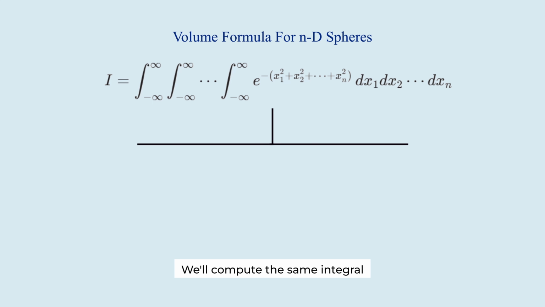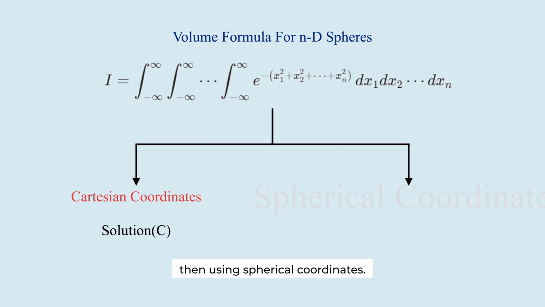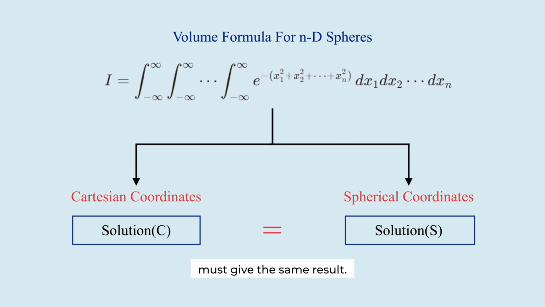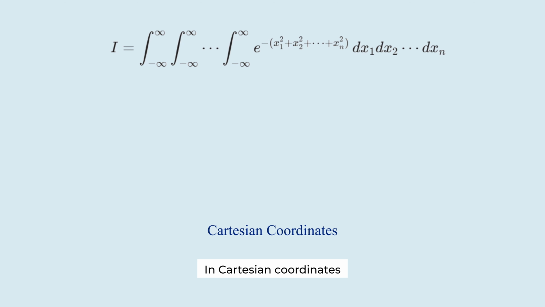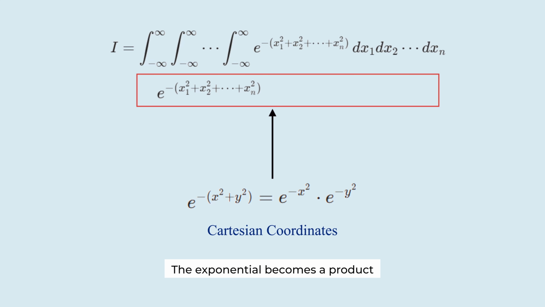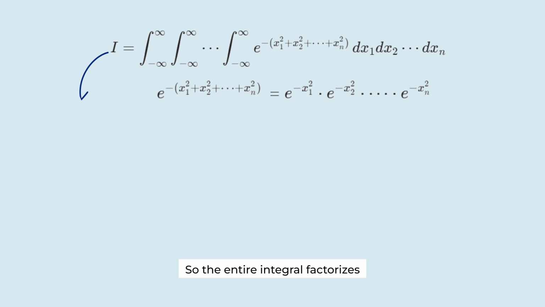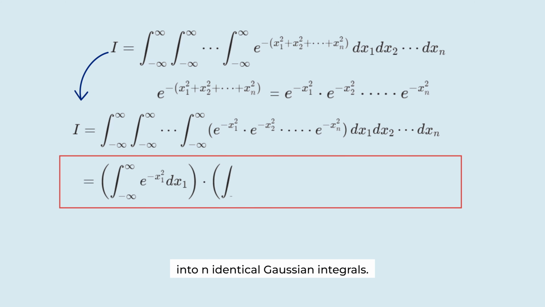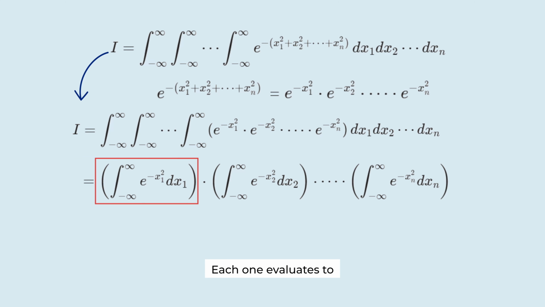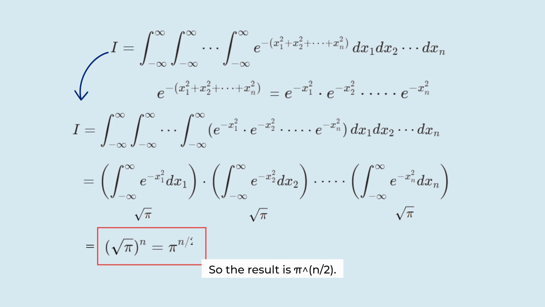We'll compute the same integral in two different ways. First, using Cartesian coordinates. Then, using spherical coordinates. Both calculations must give the same result. That equality is exactly what we need. In Cartesian coordinates, the exponential splits completely. The exponential becomes a product of n identical one-dimensional terms. So, the entire integral factorizes into n identical Gaussian integrals. Each one evaluates to square root of pi. So, the result is pi to the power of n over 2.